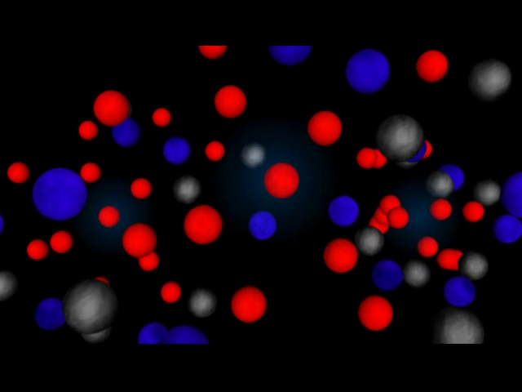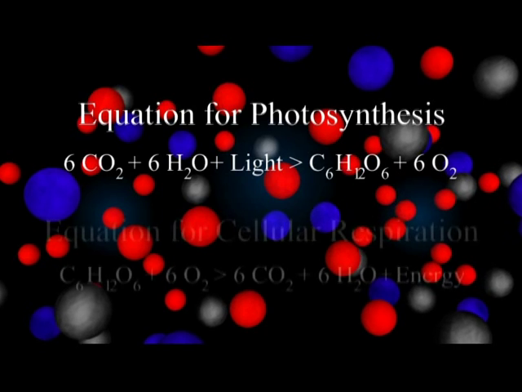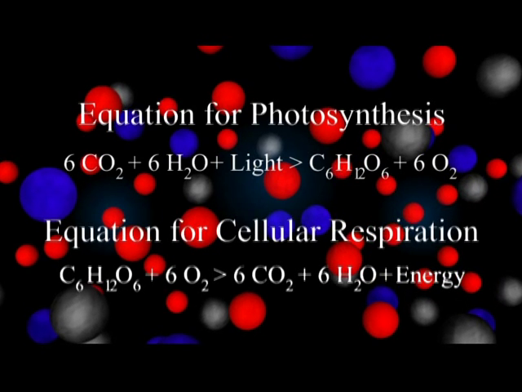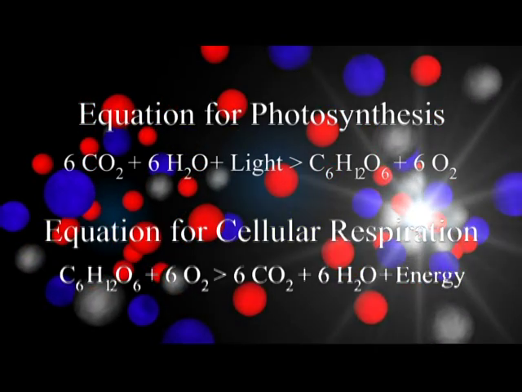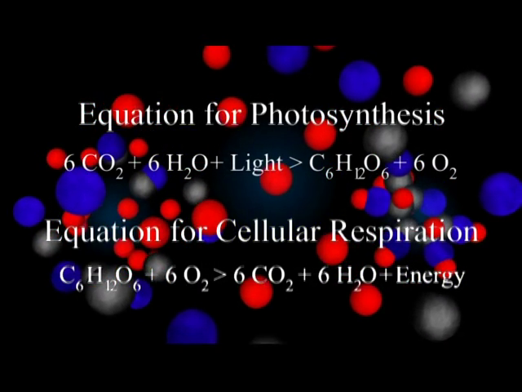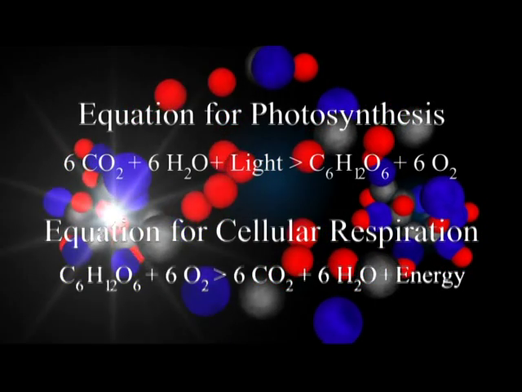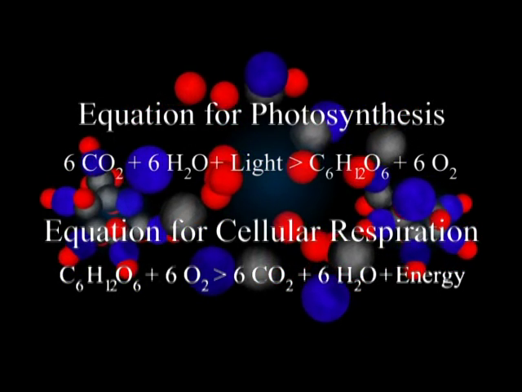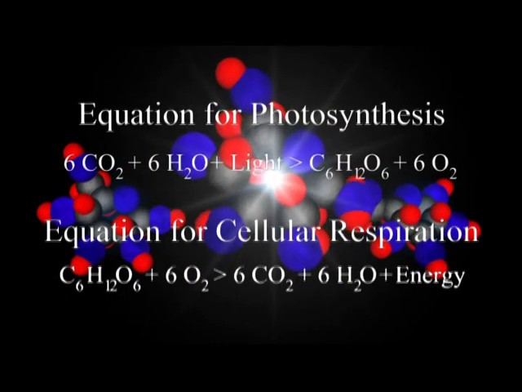When we compare the equations for photosynthesis and complete glucose metabolism through cellular respiration, we notice that they are mirror images of one another. Photosynthesis starts with 6 molecules of carbon dioxide and 6 of H2O, adds light energy, and converts the reactants into a glucose molecule and 6 oxygen molecules.